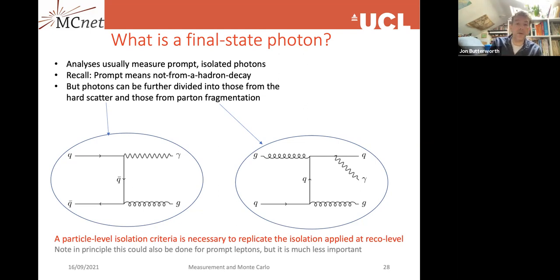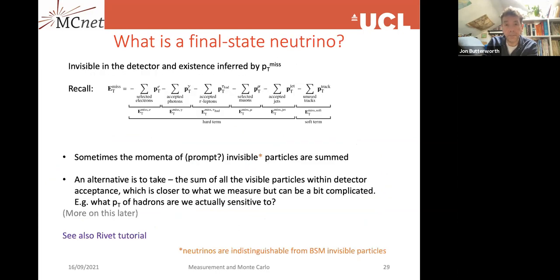The theory will include both those diagrams that you see there, for instance, but there'll be a collinear divergence in the fragmentation contribution. So the theory must apply some cutoff between the quark and the photon, and you want to mirror that as effectively as you can in the particle level definition, and then mirror the particle level definition as closely as you can in the detector selection that you use.